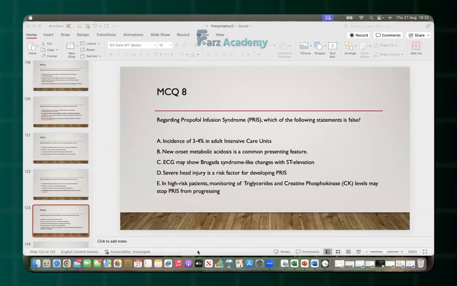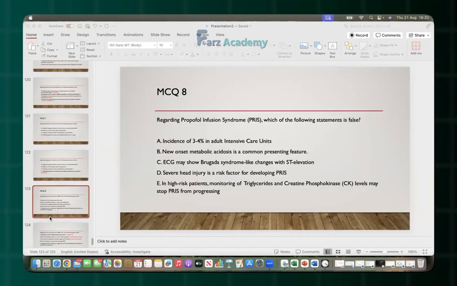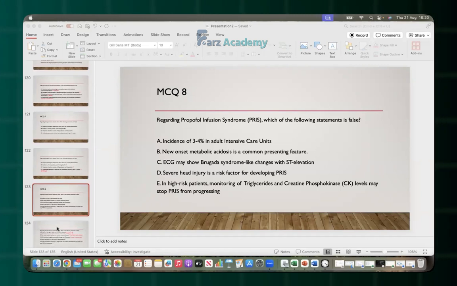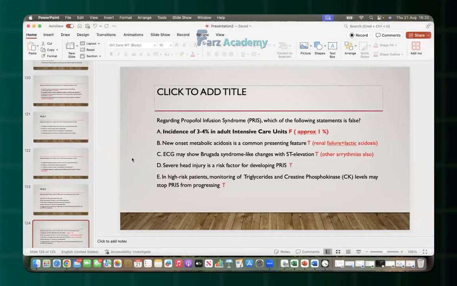So we've got answers coming in. The correct answer is actually A. You're right, Omar. It's actually less than that. It's around 1%. So with PRIS, incidence is around 1% in adult intensive care. It's much higher in children, though. More commonly seen in children.